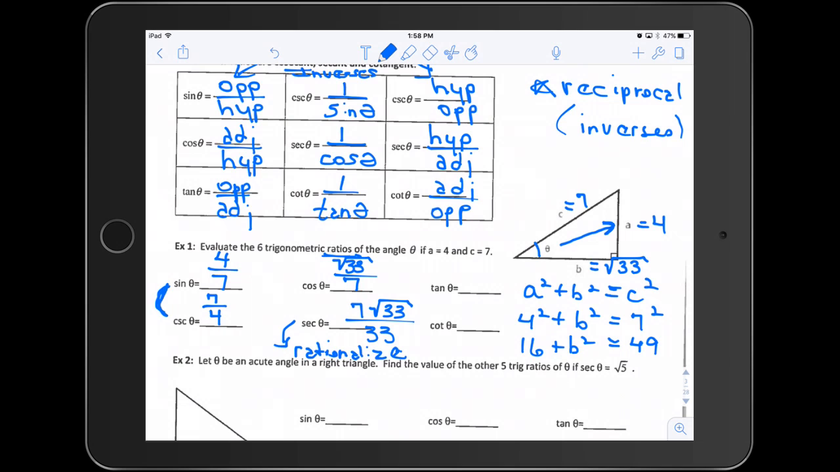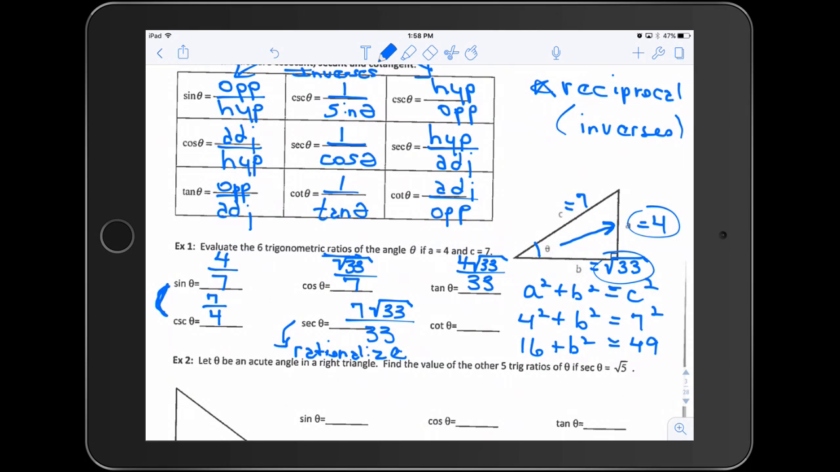Okay, so tangent of theta, opposite over adjacent, so we're talking about 4 over square root of 33. Again, if we rationalize it, we end up with 4 square root of 33 over 33. You could do that long-handed if you want, but when you're talking about opposite over adjacent, it's going to be this side over that side, and then you'll have to rationalize it just like we did with the secant.